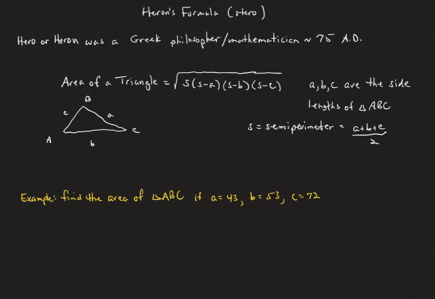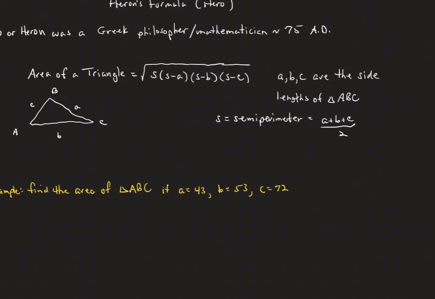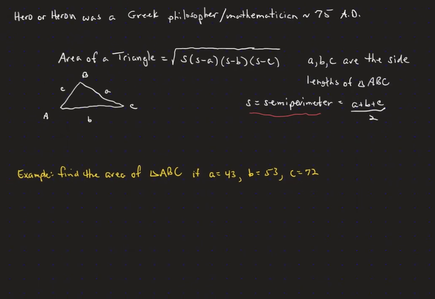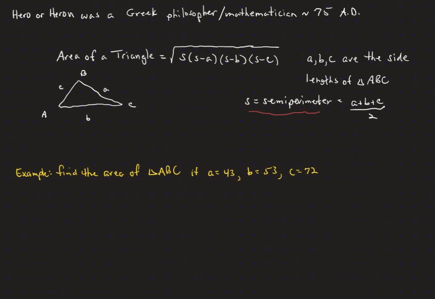What Heron came up with is that the area of a triangle is given by the square root of s times (s minus a) times (s minus b) times (s minus c), where s is called the semi-perimeter. So you just add up the three side lengths and divide by 2, and a, b, and c represent the side lengths themselves. So it works in any triangle, as you can see there.